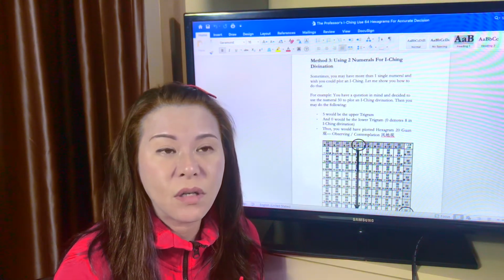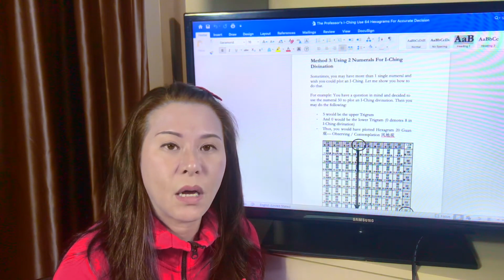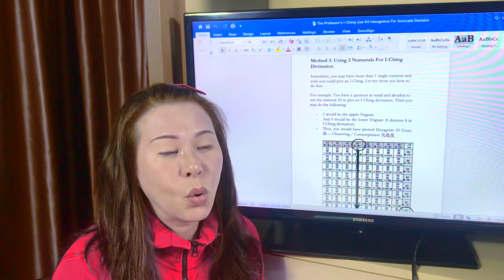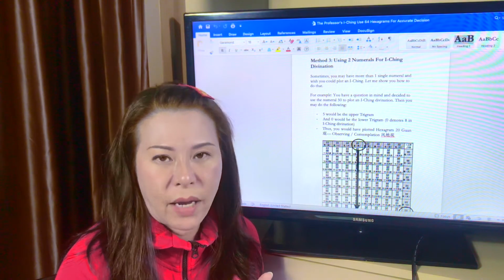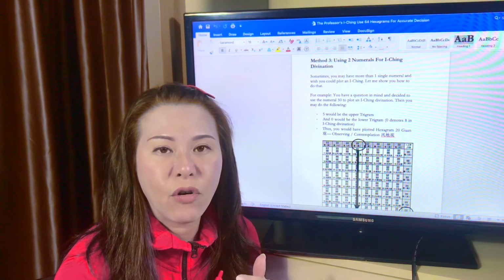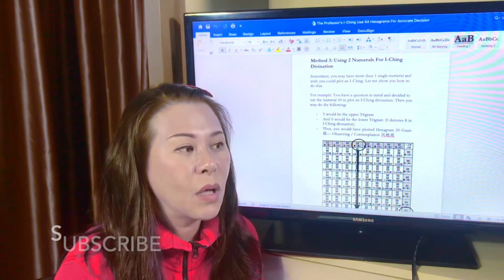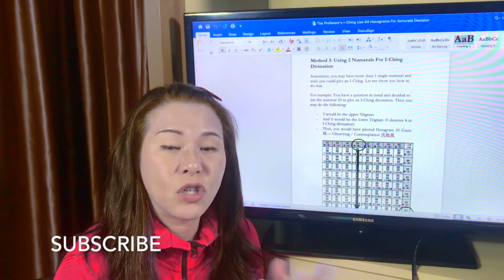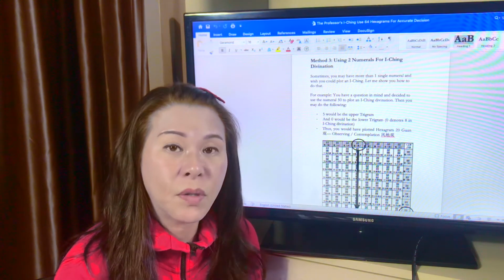With the single digit number, some of you wrote to me and said you may have a problem looking for the time chart. For the lower trigram, you have to look for the time chart. So how about if you use a 2-digit number? That way it's still possible to plot.